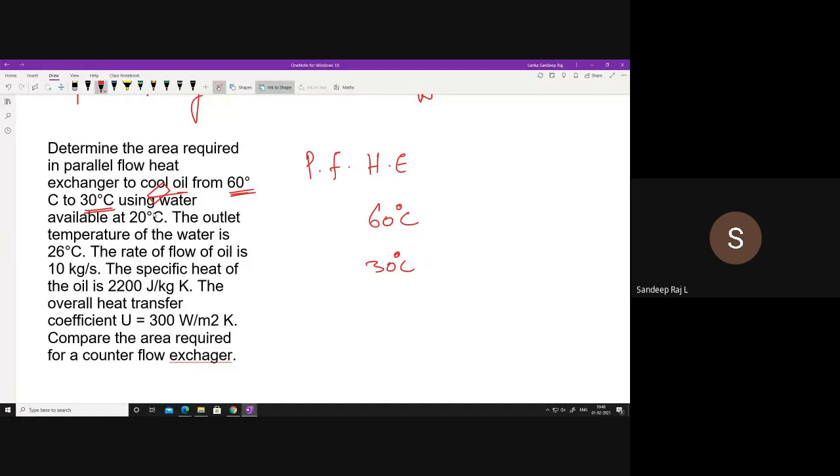Using water available at 20 degrees centigrade, the outlet temperature of the water is 26 degrees centigrade. Looking at the values itself, you can say which one is hot and which one is cold. If you look at these two temperatures, this is the hot one. If you look at these two temperatures, this is the cold one. So this is given for oil and this is given for water.